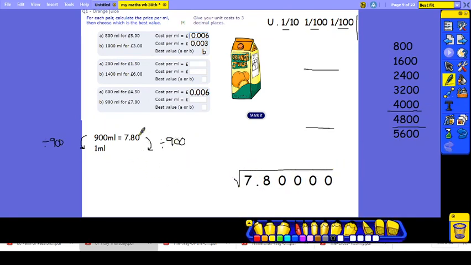So I've got 7.8 divided by 900. 900 into 7 I can't do, so I'm going to continue with that decimal point. So I'm going to move that 7 across into my tenths. 900 into 78 I can't do, so I'm going to move that 78 over into my hundredths. 900 into 780 I can't do, so I'm going to move it over into my thousandths. 780. Oop, can't do. So now I'm looking at 900 into 7,800.